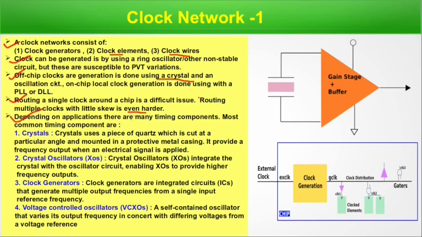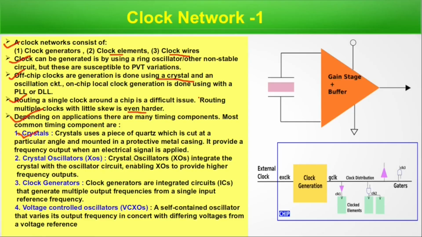Now, depending on applications, there are many timing components. The most common timing components are the crystal oscillator, clock generator, and voltage controlled oscillator. So this is a crystal. It's used to generate a single frequency. A crystal uses a piece of quartz which is cut at a particular angle and mounted in a protective metal casing. It provides a frequency output when an electrical signal is applied.